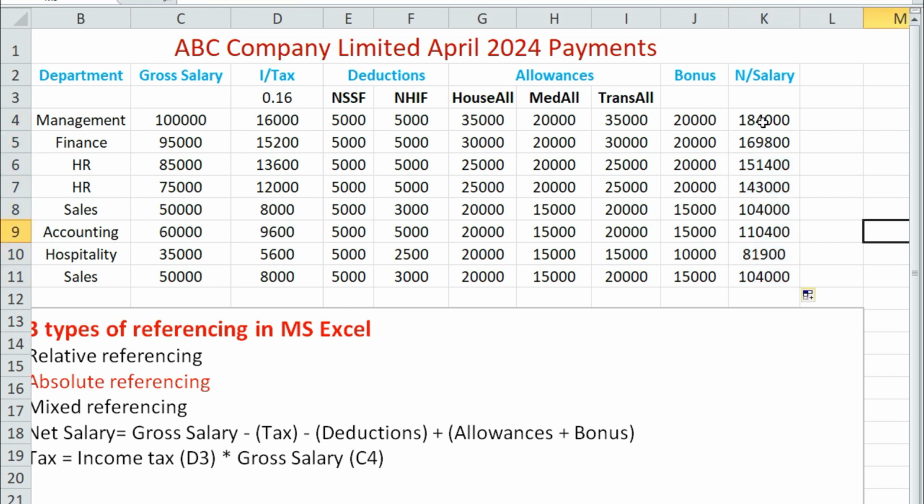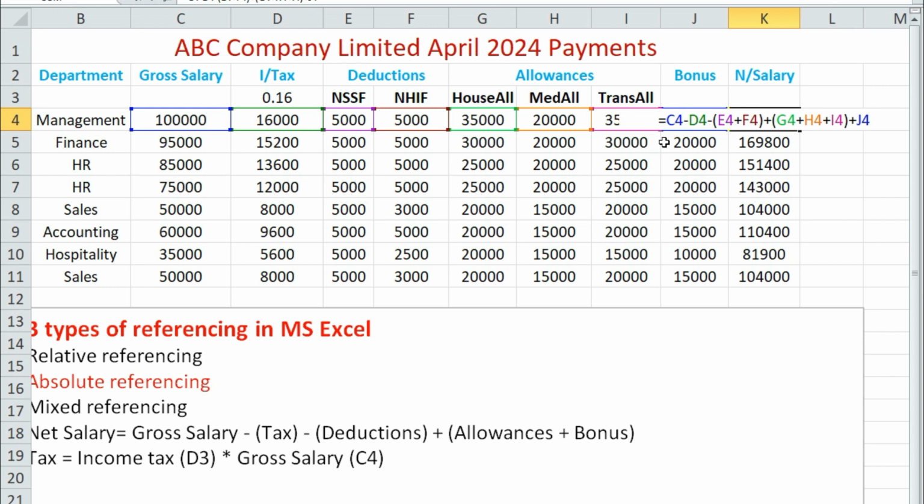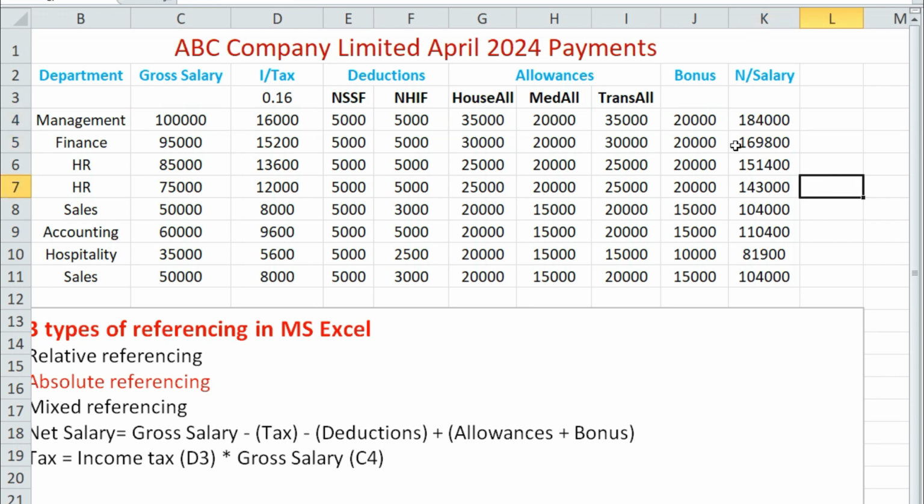It's very simple. Double click, is equals to C4 minus D4 minus the 2, plus the 3 plus the 1 bonus over there. Simple. So that is how we do relative referencing. It's very simple when you understand it. You just understand where the constant is, and then it's very easy to do.